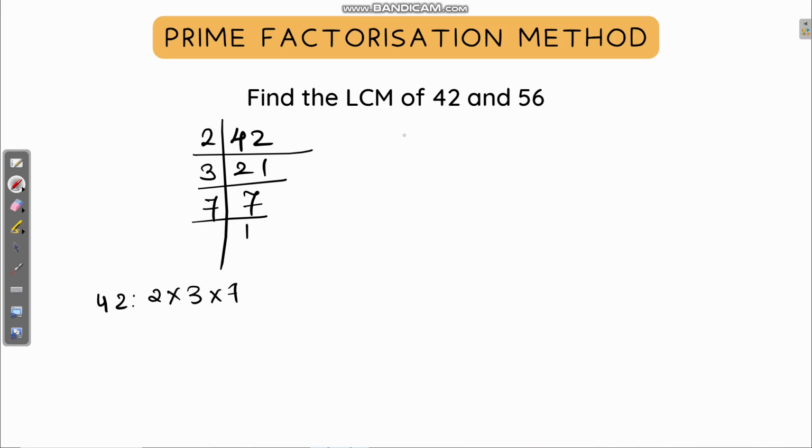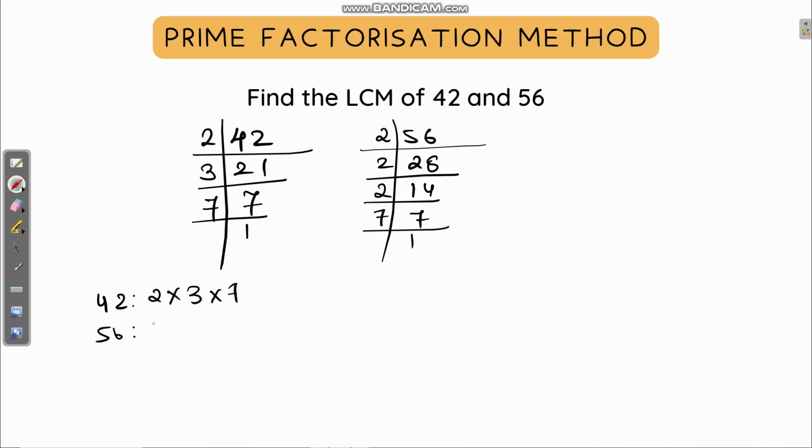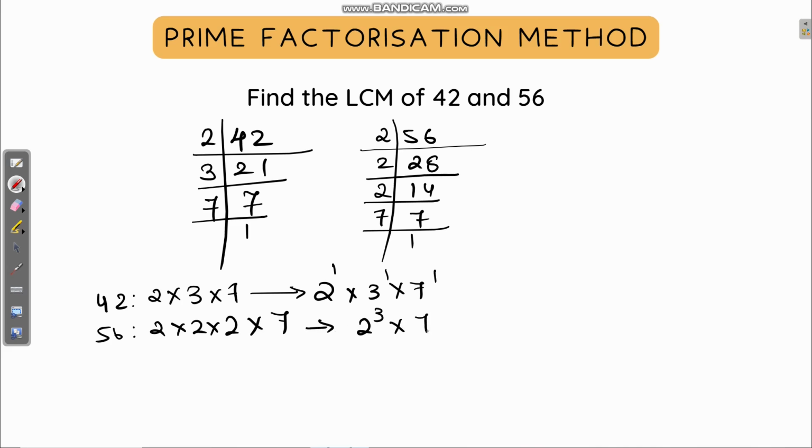Next number is 56. Same thing, vertical line, horizontal line, it's an even number, start with 2. 28, then 2, 14, then 2, 7, which is a prime, so you take 7. So for 56, you write down all the prime numbers in the product form. Next step, see how many times each number is coming. In 42, 2 is coming once, 3 is coming once, 7 is coming once. In this number, 2 is coming 3 times and 7 is coming 1 time.